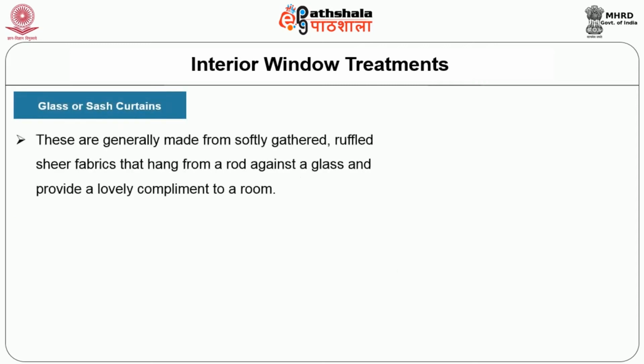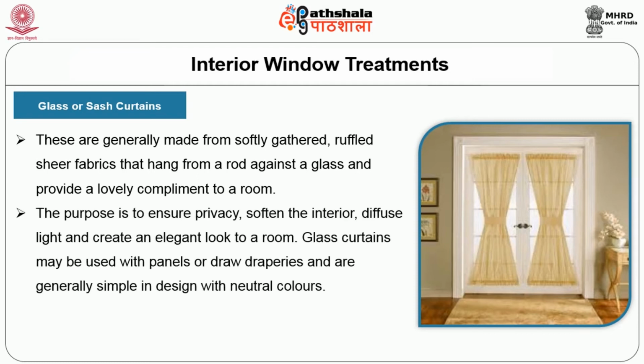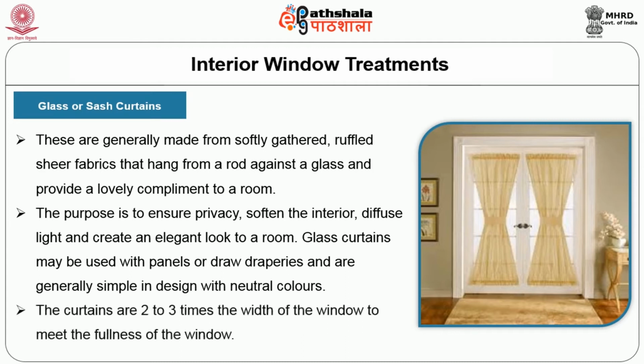Glass or sash curtains. They are generally made from softly gathered ruffled sheer fabrics that hang from a rod against a glass and provide a lovely complement to a room. The purpose is to ensure privacy, soften the interior, diffuse light and create an elegant look to a room. Glass curtains may be used with panels or draw draperies and are generally simple in design with neutral colors. The curtains are 2 to 3 times the width of the window to meet the fullness of the window.